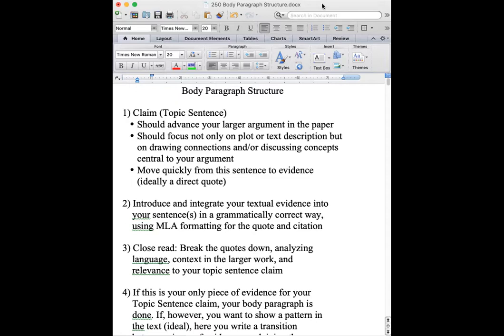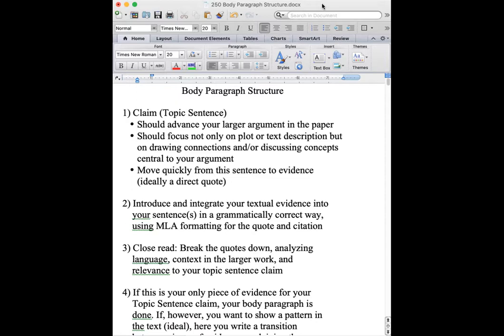Okay, so those are three different layers of textual evidence that you might take from the text to use as your first quote or other quotes or other types of evidence in your body paragraph.